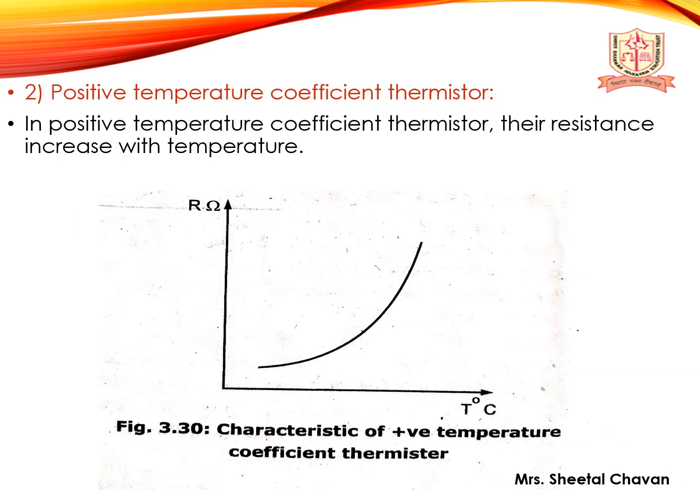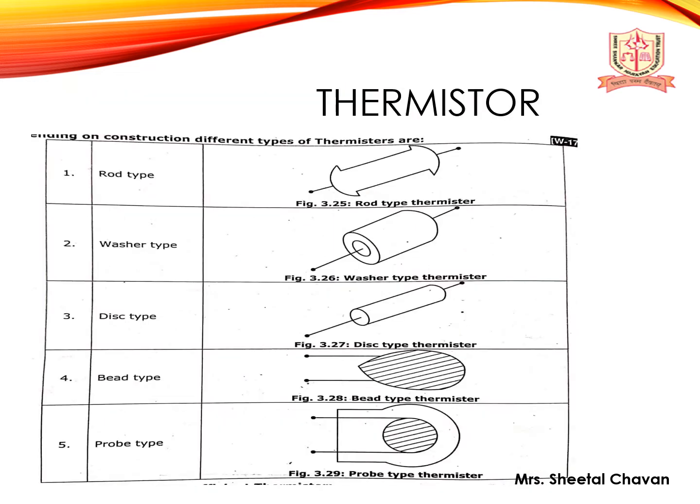The second is the positive temperature coefficient thermistor. In positive temperature coefficient thermistor, the resistance increases with the temperature. In the graph you can see how the resistance increases with the temperature. These are the different types of thermistor according to the construction: the rod type, washer type, disc type, bead type, and the probe type.